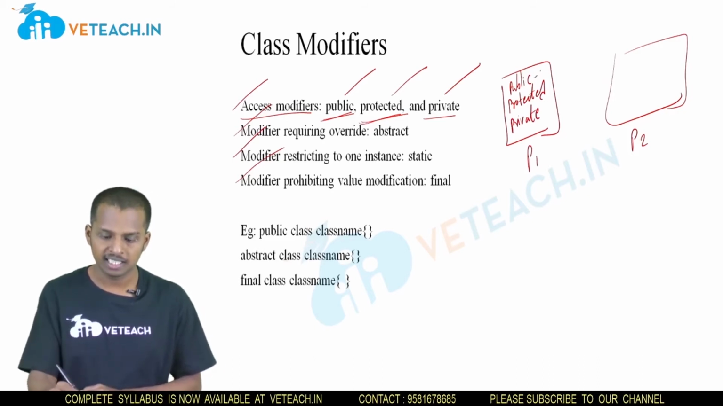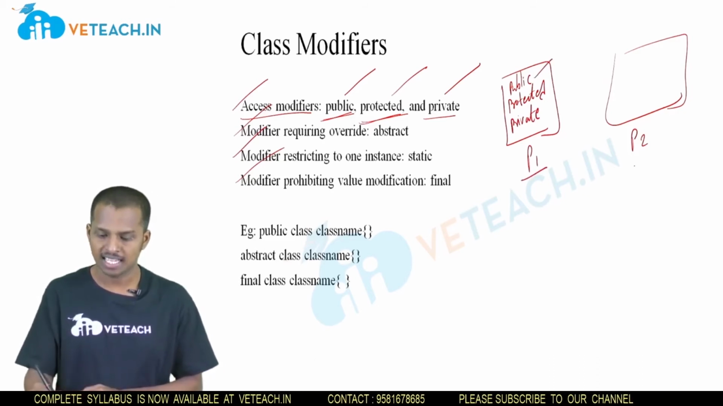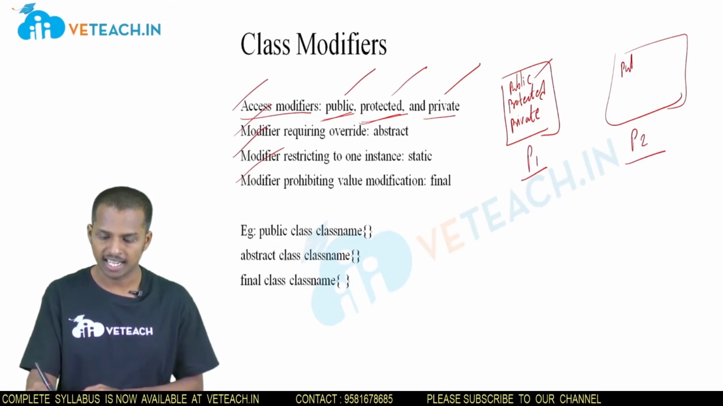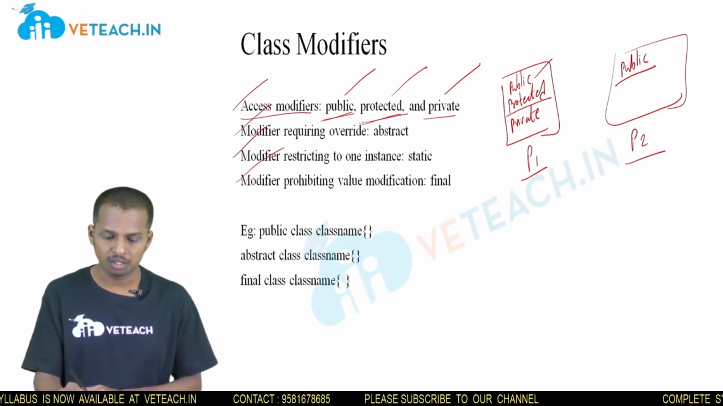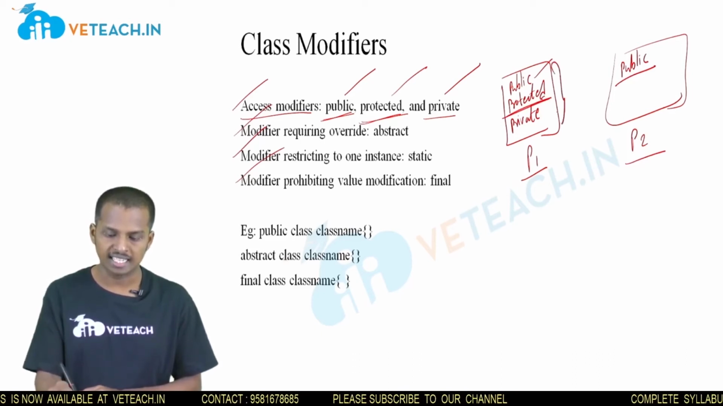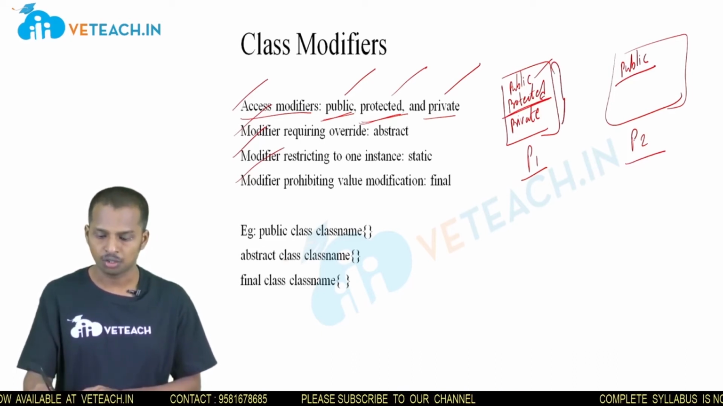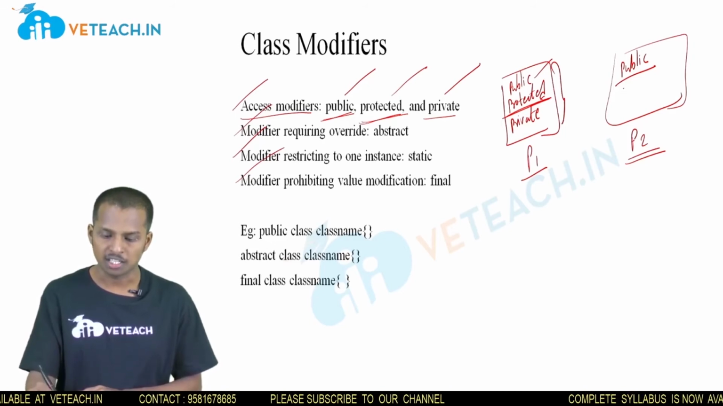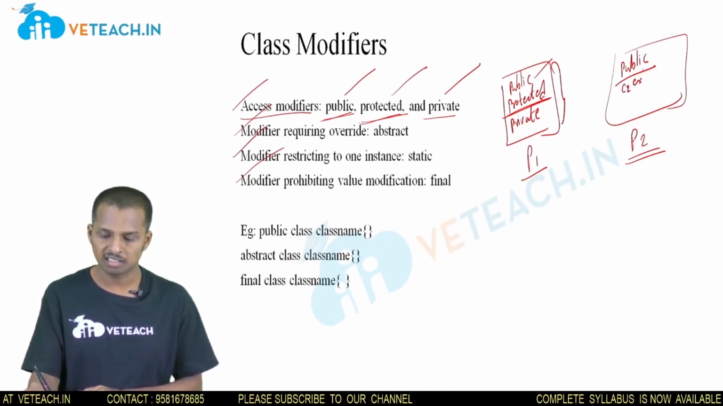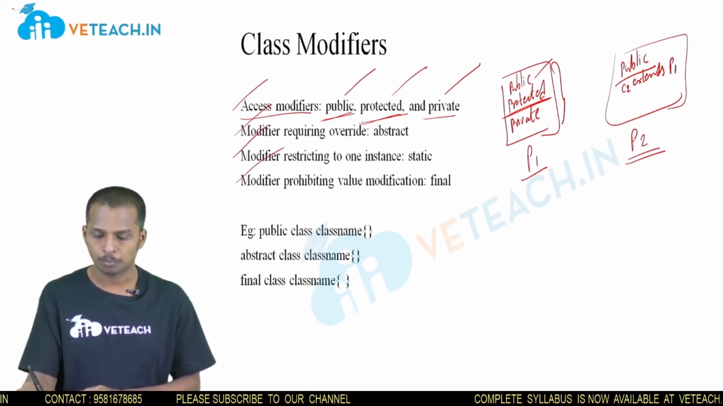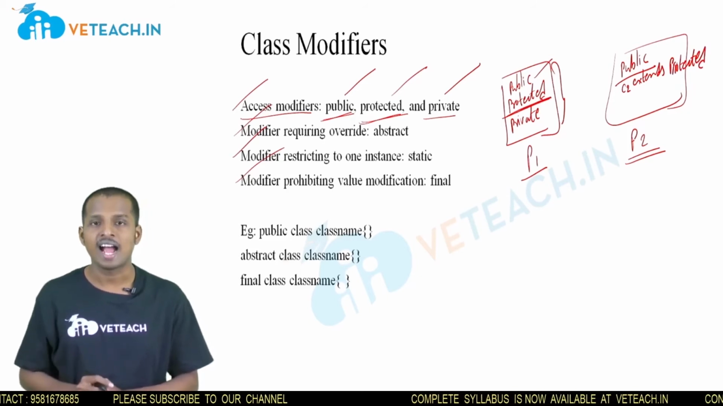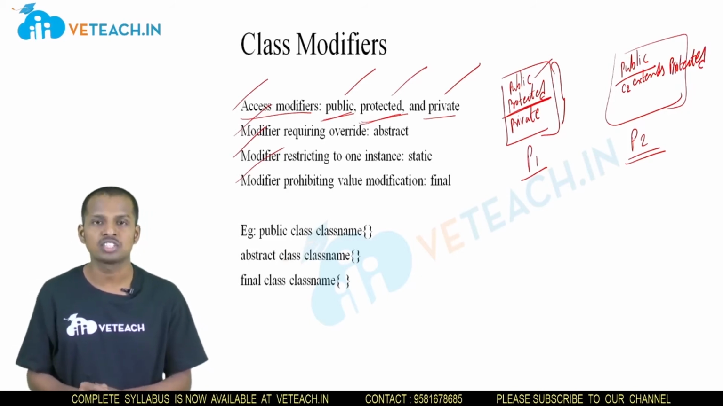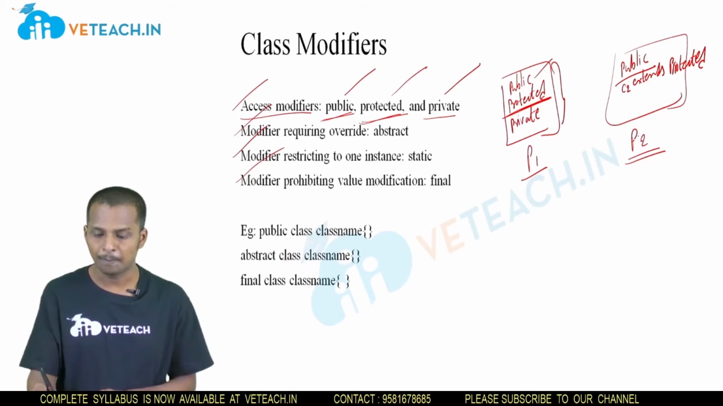So this public is visible in package P1 as well as package P2. I can access them directly. Now coming to protected, if I want to access protected, I can use this entire package P1, and if I want to use this in package P2, I should write a class C2 which extends this protected class P1. Then only I can use this protected class. Otherwise, I cannot use the members of this protected class in another package.